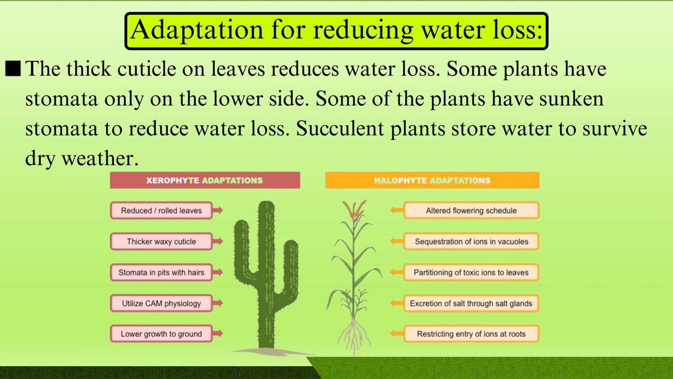Xerophyte adaptation and halophyte adaptation. There is a difference. Reduced leaves, thicker waxy cuticle, stomata in pits with hairs, utilize CAM physiology, lower growth close to the ground, altered flowering schedule, and promoting toxic ions to leaves, excretion of salt through glands, restricting entering of ions at roots.